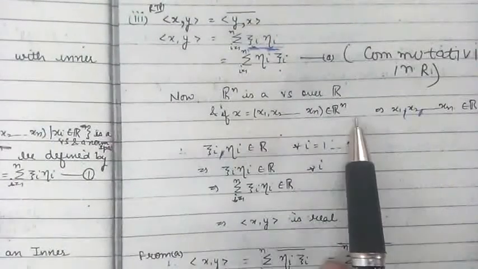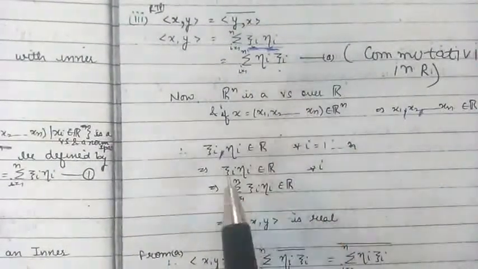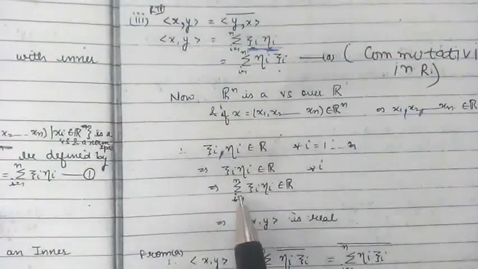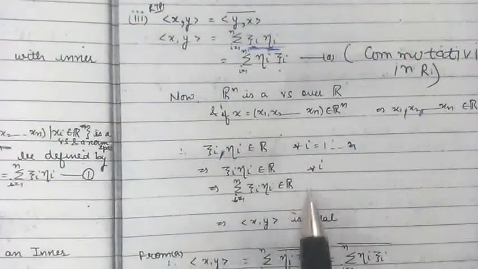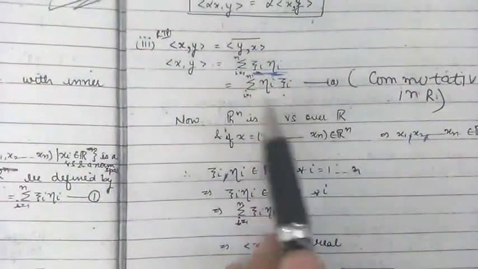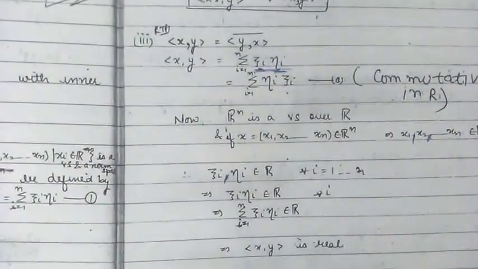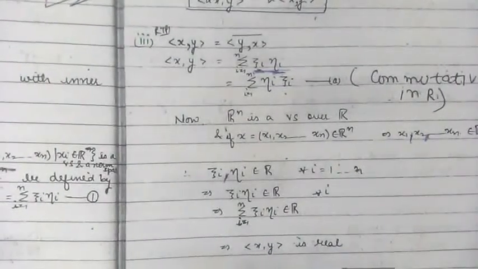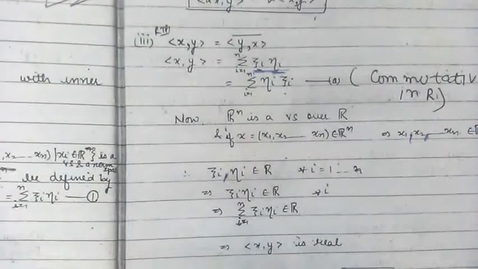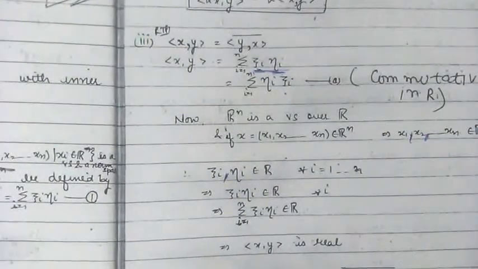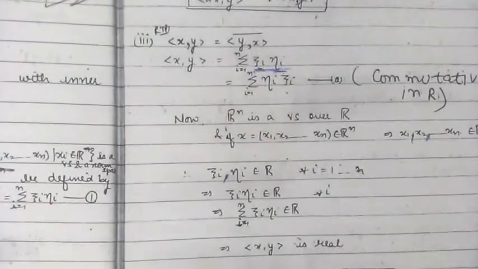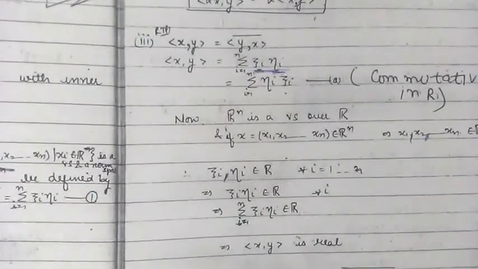X is n dimensional, and here xi, eta i are real numbers, so their product will also be real. The summation of xi eta i is real, so the conjugate of a real number will be the same as itself. So we can say the inner product of x and y is real. So from this equation, the summation of eta i xi conjugate will be the same as itself. So the inner product of x and y will be the same as the conjugate of the inner product of y with x.